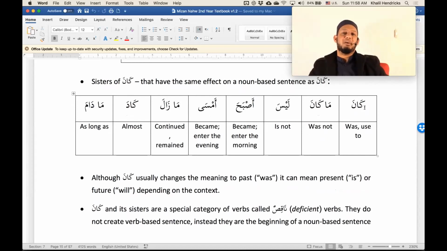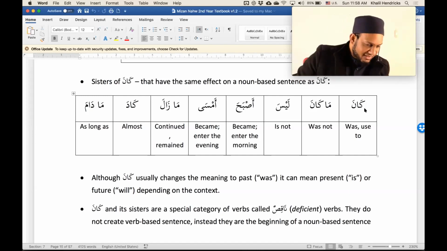Kana, Kanu, Kanat, Kanata. Who wants to try? With duals or without duals, I don't mind, whatever you feel comfortable with. Who wants to try? Brother Alsif, you're very quiet today. Bismillah.